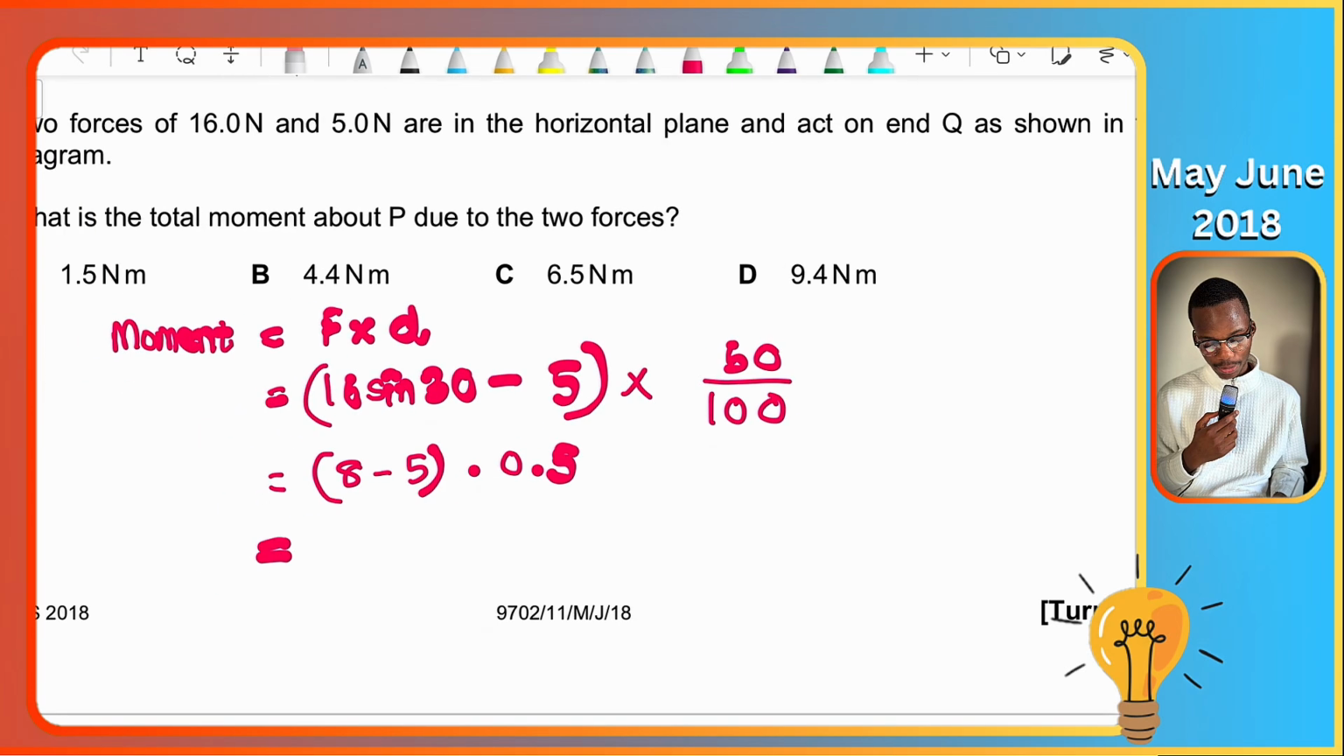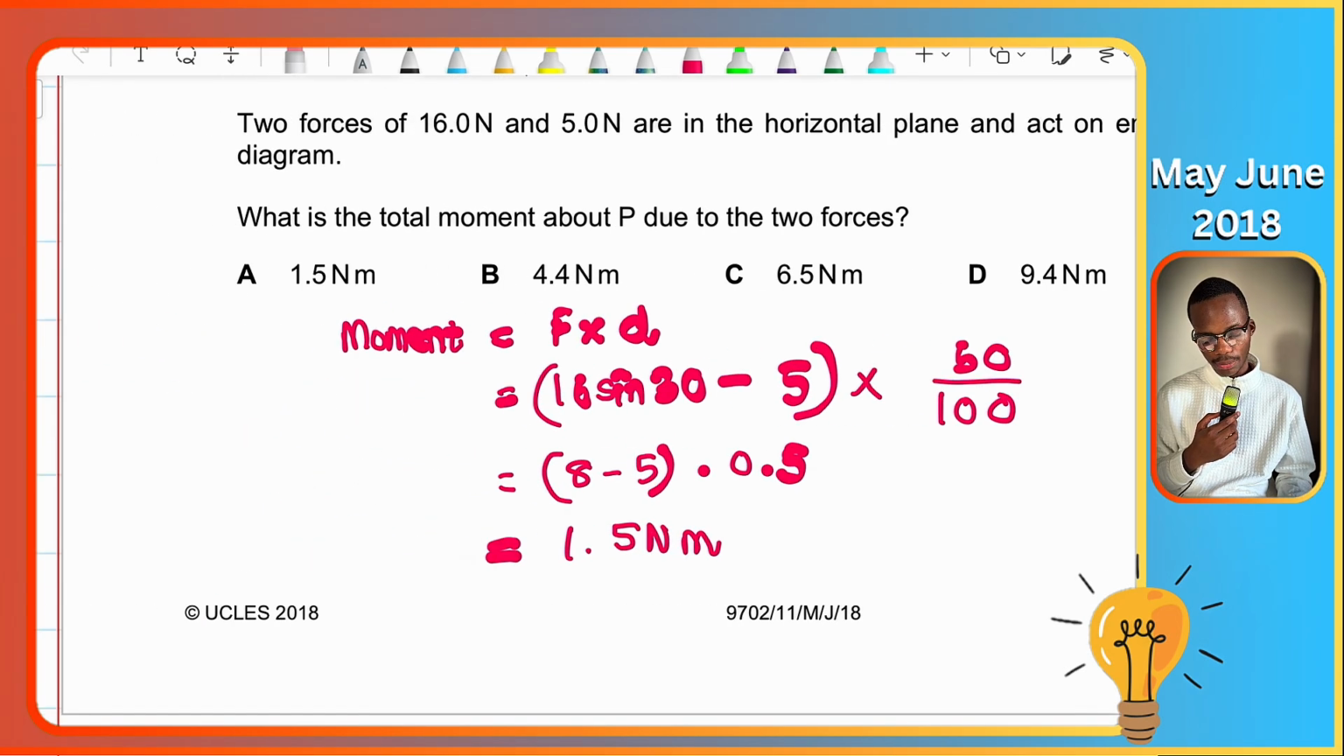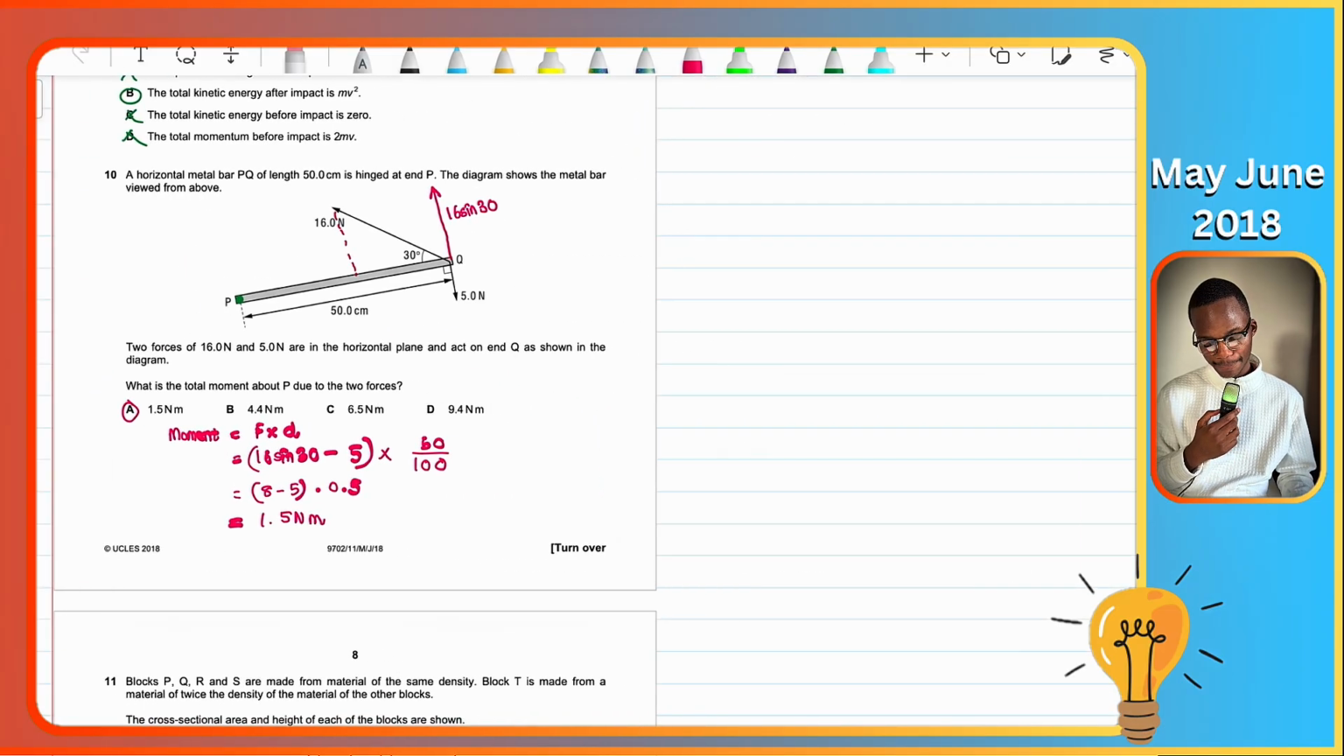So 8 minus 5 times 0.5, that's going to give you 1.5 Newton meters. So the correct answer is going to be A. Okay, I hope that makes sense.